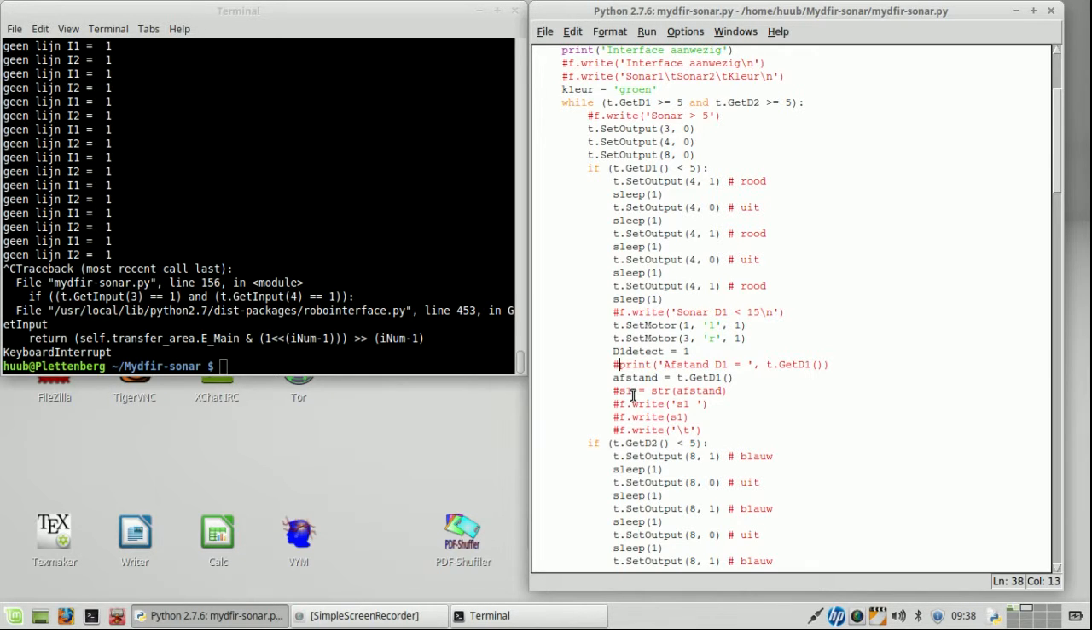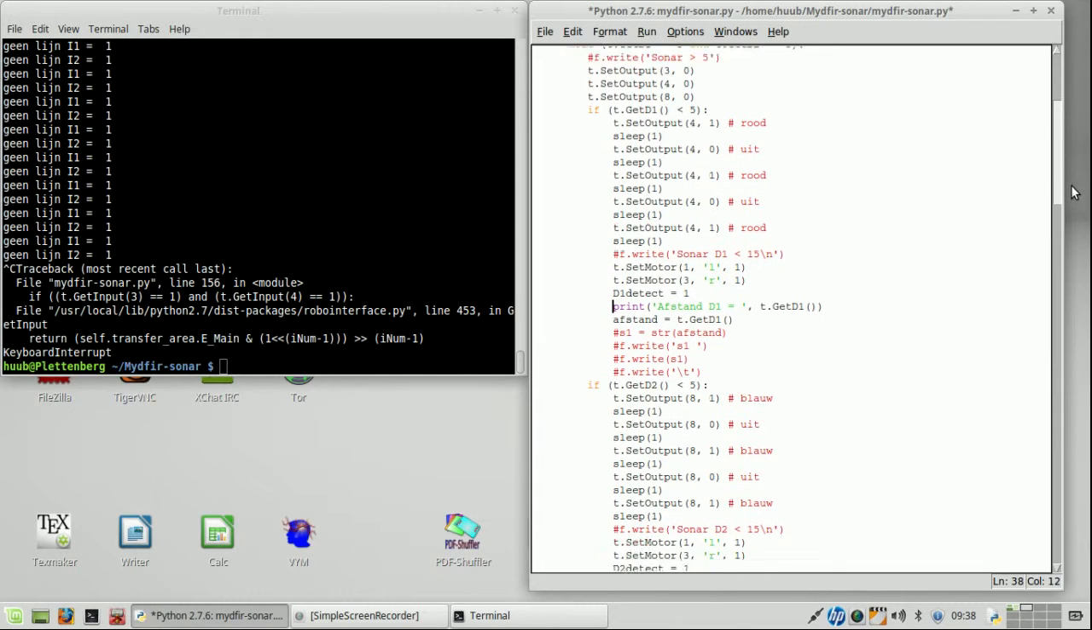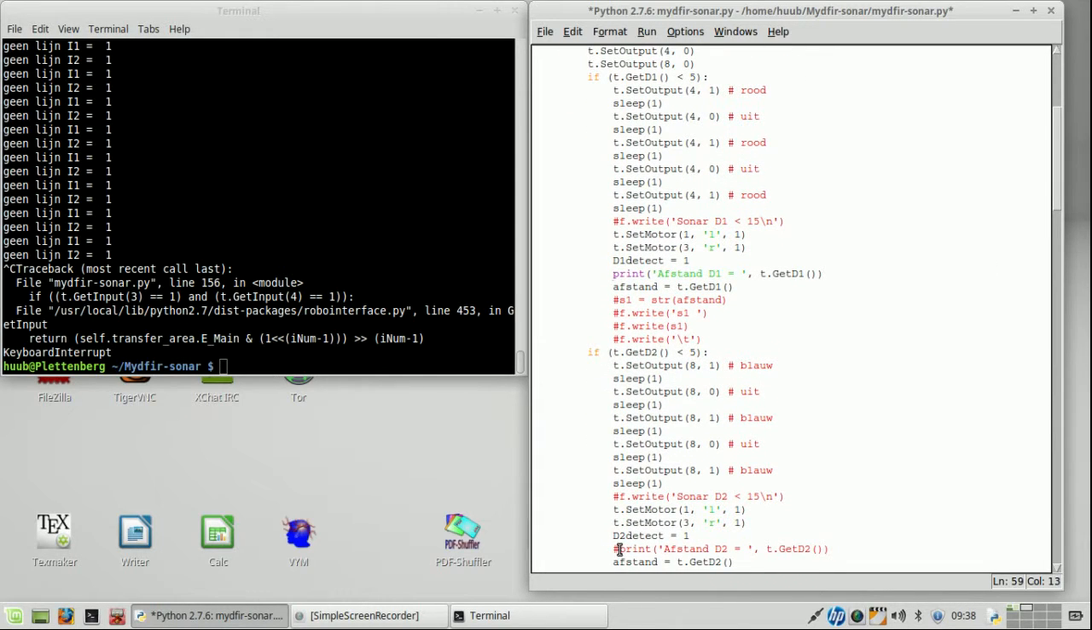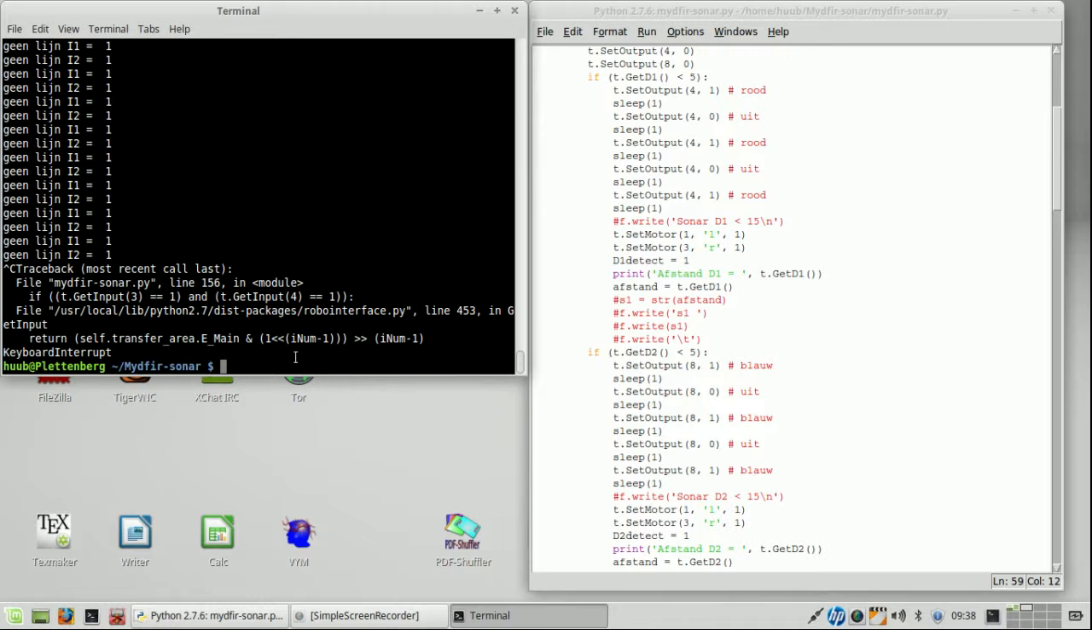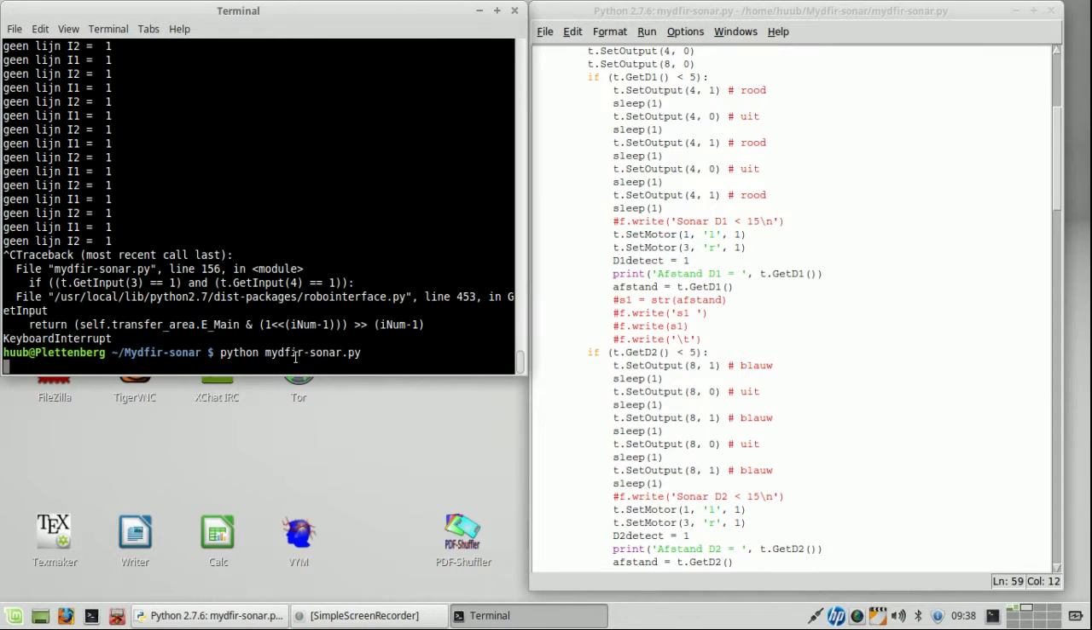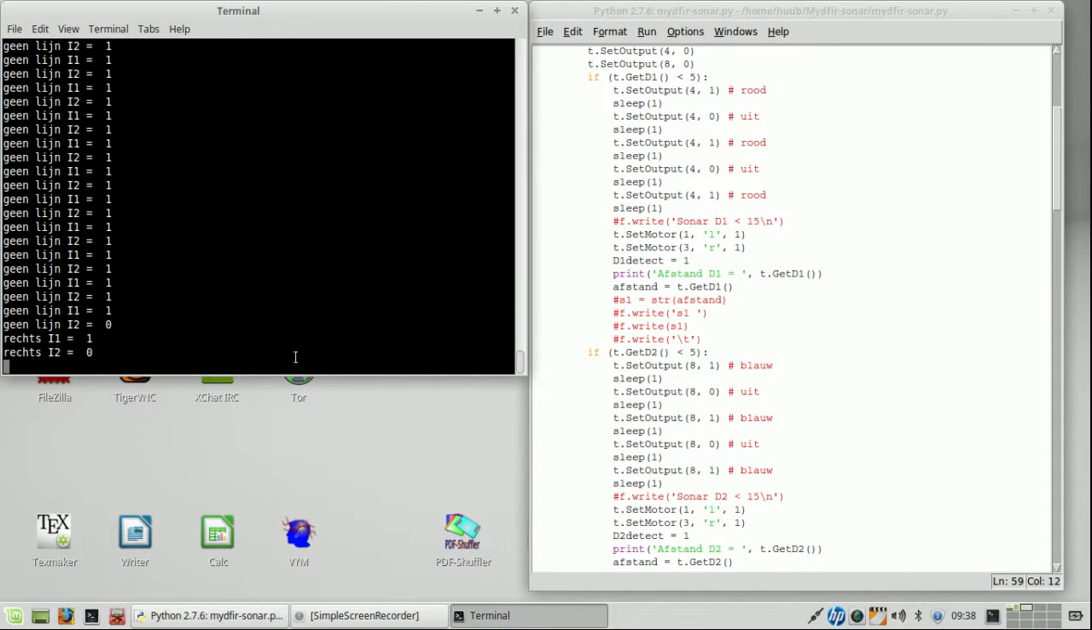A simpler way to test the sonar is, of course, to have it print on screen whatever it should do. So let's enable the screen output. Lift it and see whatever happens. So it's no longer on the tracks now, it's just on the table and I hold it in my hand. So let's go.